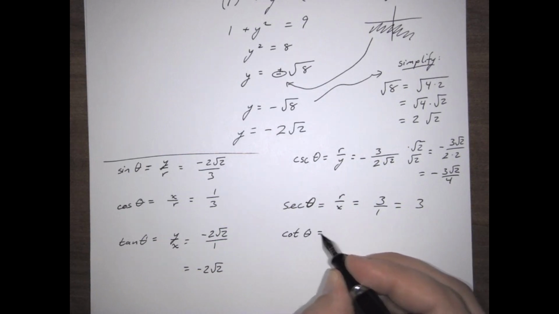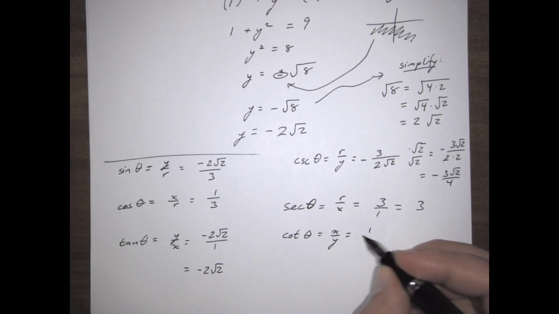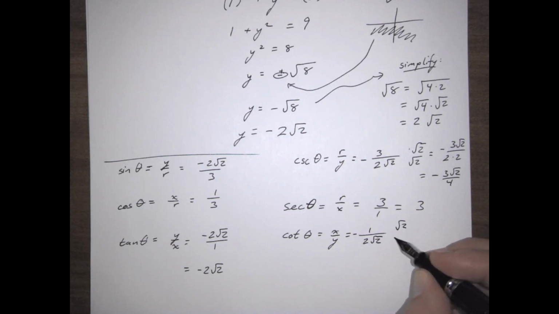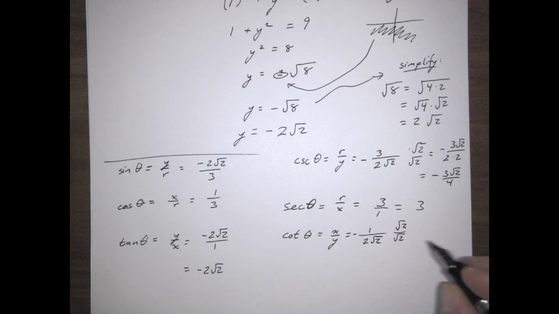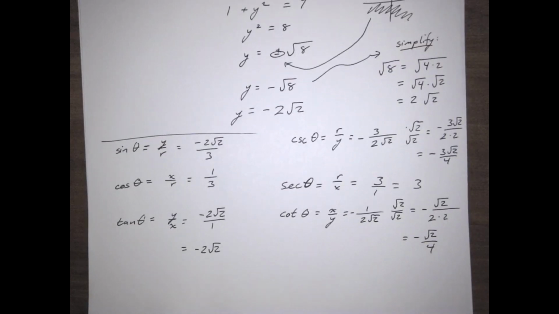And cotangent theta is equal to x over y, which we can then write as 1 over negative 2 root 2, put the negative way out front. Multiply by root 2 over root 2, just to rationalize here, and that's going to give us a negative, and we're going to have a root 2 on top. We're going to have 2 times root 2, which is root 4, which is equal to 2. So we're going to have negative root 2 all over 4.